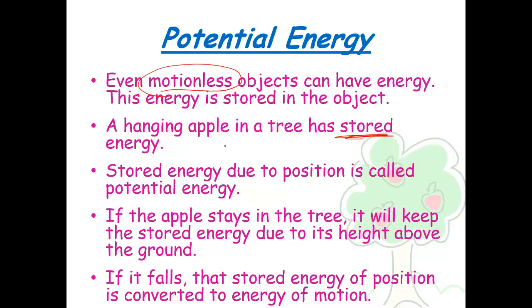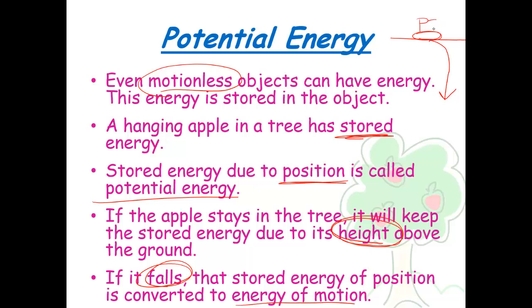Energy due to position is called potential energy. So if you have an apple that stays up high in a tree, it has that potential energy due to its height. Okay, so when it falls, that potential energy is changed into energy of motion. So if we draw a line here and something sits up here hanging up high, once it falls, this potential energy that's up here is now converted to kinetic energy once it falls down.